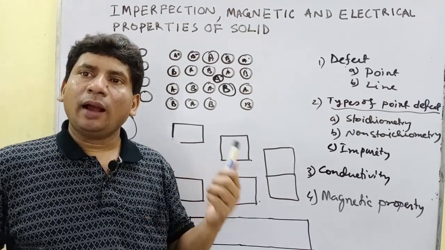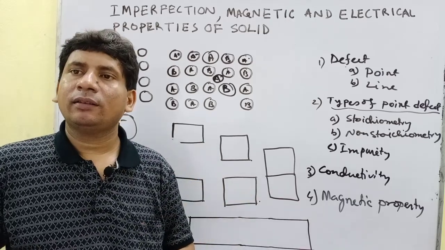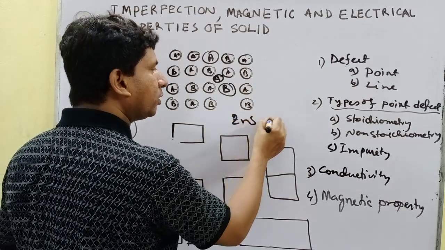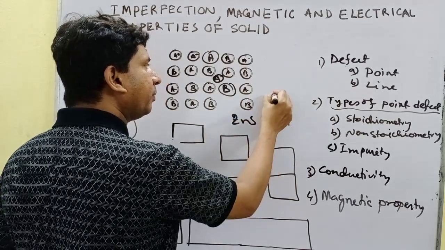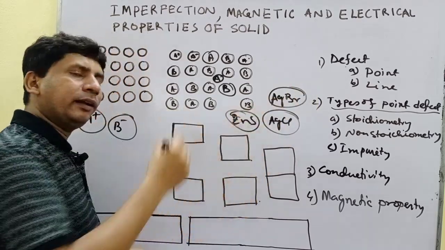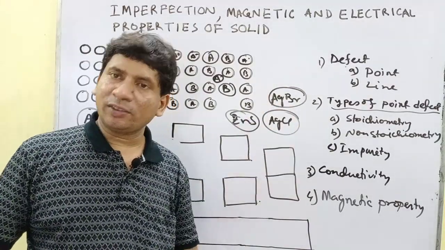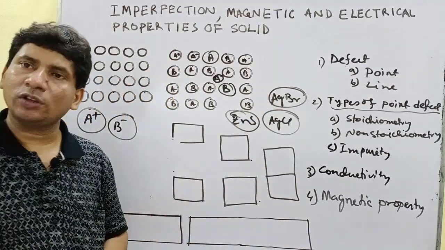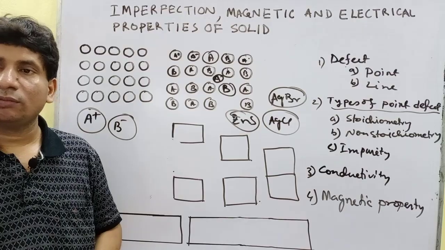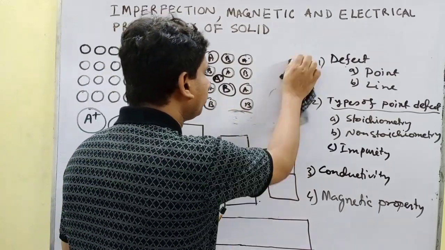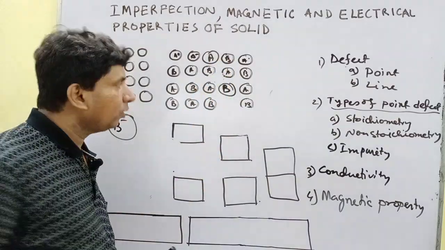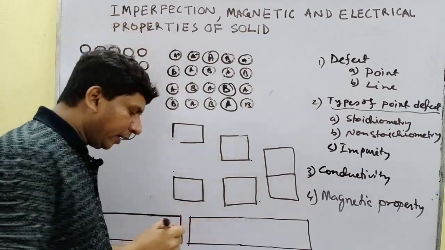Clear? Zinc sulfide, silver chloride, and AgBr show this type of Frenkel defect. And AgBr is one solid structure which can show Frenkel and Schottky defects simultaneously. Okay? Clear? So that was the Frenkel defect.